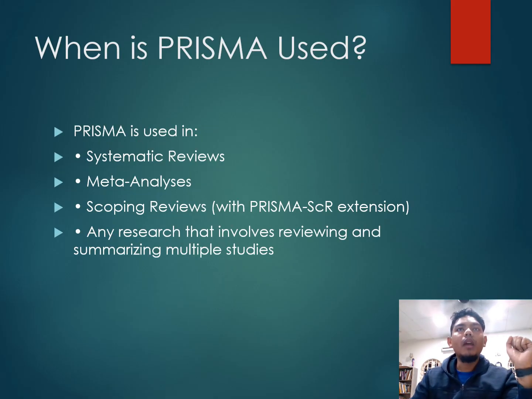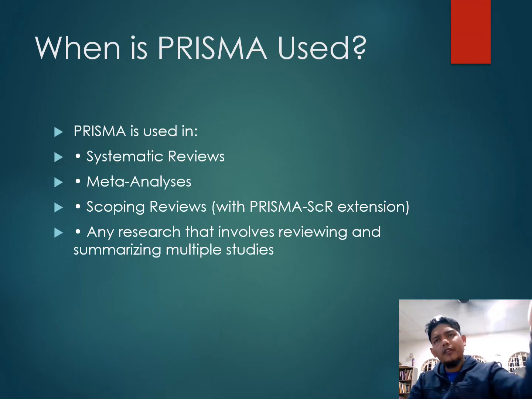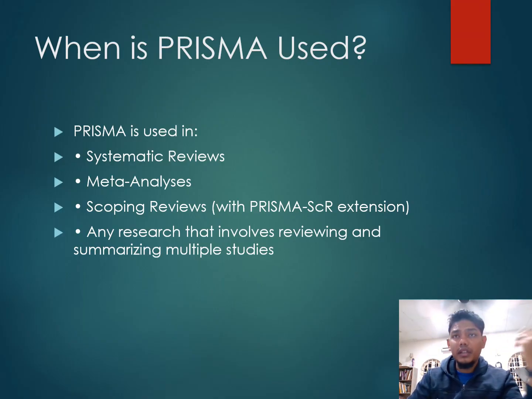Okay, and then when do we use Prisma? It's actually very simple. When you have already found all your articles. So Prisma is used in systematic reviews, the first one, and then meta-analysis, second one. Scoping reviews, we use with the Prisma ScR extension. And then the last one is any research that involves reviewing and summarizing multiple studies. So those who might have trouble in writing your literature review, this Prisma can be very helpful.